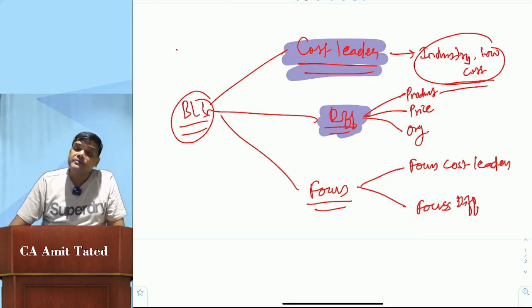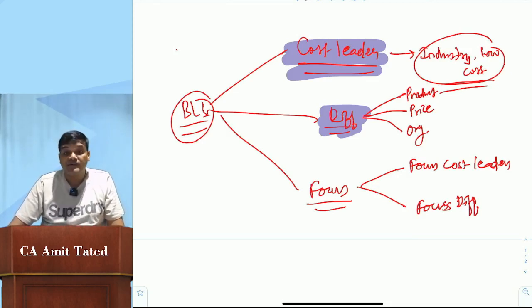Parle-G biscuit is cost leader. Hide and seek can be a differentiation concept. Try to understand the essence, Malik. Everybody clear? Remember, Malik: to become a cost leader, share also has to be major.